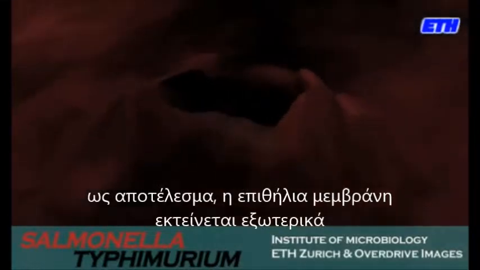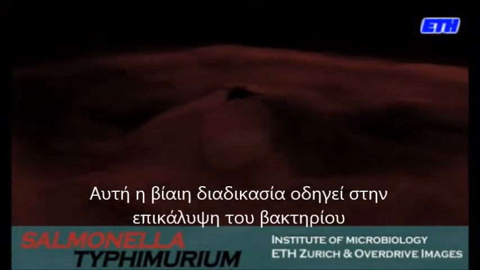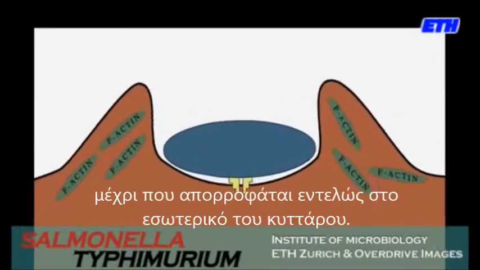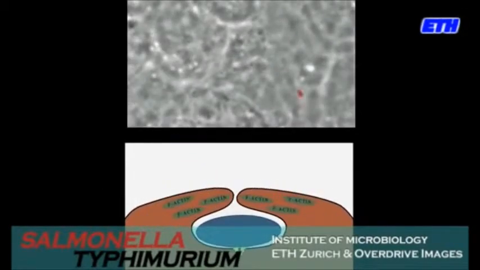As a result, the epithelial cell membrane extends outward. This ruffling process leads to the engulfment of the invading bacterium, until it is taken up completely into the interior of the host cell.